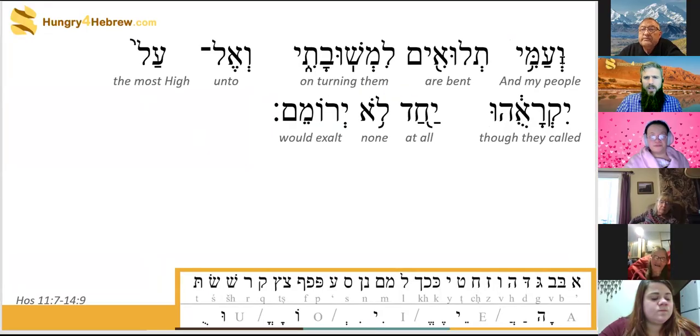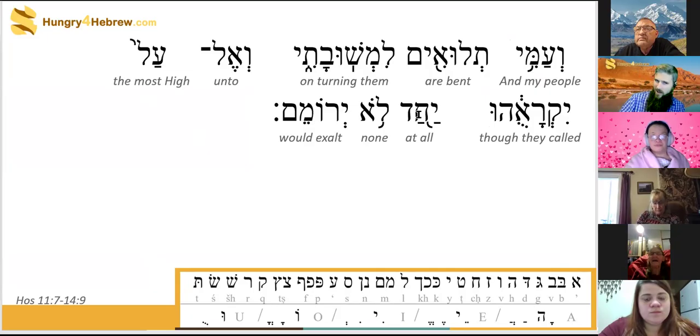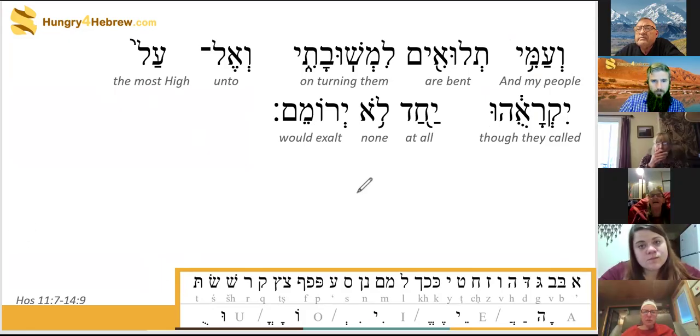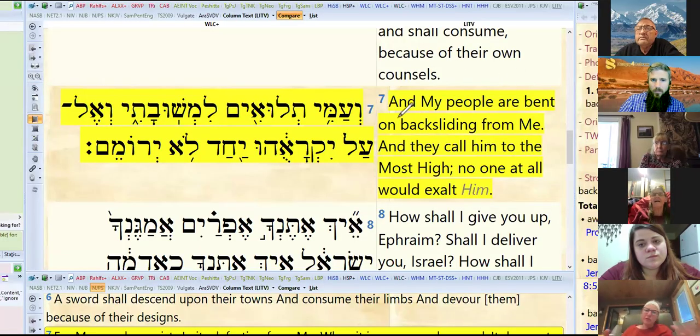And so what then does this mean? Ami tluim lim shuvati. If there's a hirik yod on the end, is that talking about my people are bent on my backsliding? My apostasy? What does that even mean? Why is there a hirik yod on the end? I don't know. I think it more means on the returning to me, like they're not bent on doing it. Like they're stuck on. My translation says wavering on returning to me.